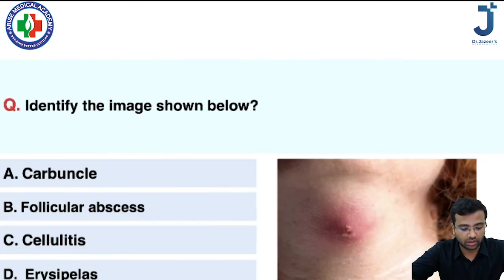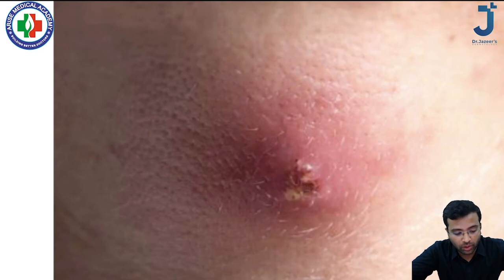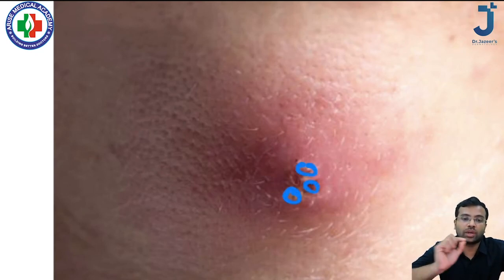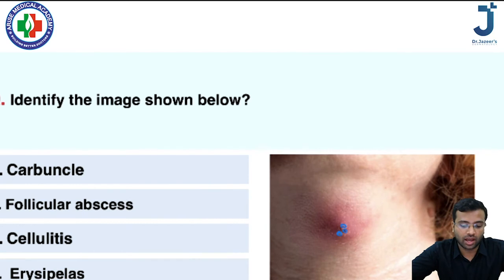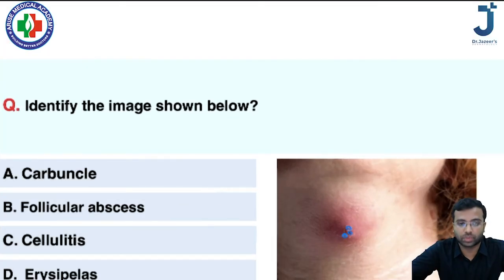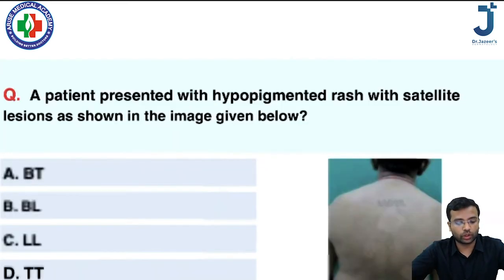Now let us see this image. If you zoom in a bit, you would be able to see multiple sieve-like openings, isn't it? Which means multiple contiguous hair follicles are involved. If you do an incision and drainage in this case, you will be able to drain off the pus, and then you probably would have to start antibiotics, and that would take care of the condition. So the answer here would be a carbuncle. Now going to the next question.